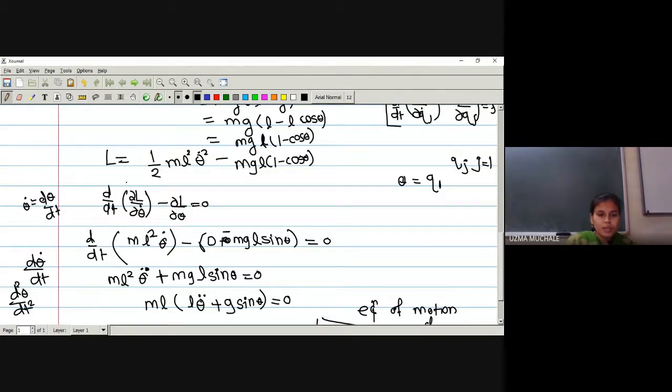Just put in the values of those derivatives. L is given to us. You have to just differentiate with respect to theta and theta dot. Why do we have to differentiate only with respect to theta and theta dot? Because we have only one generalized coordinate. What do you mean by generalized coordinate? The least possible number of linearly independent coordinates which are required to describe the position of a particle.